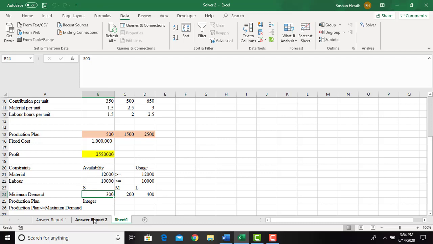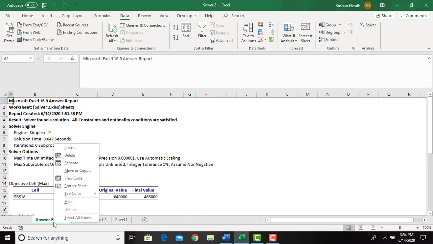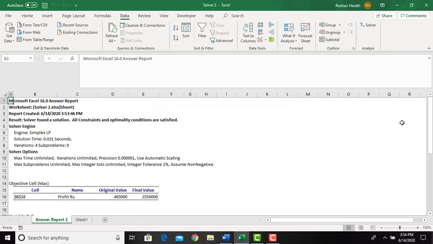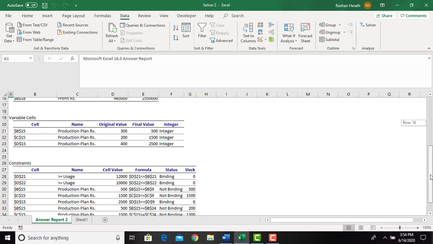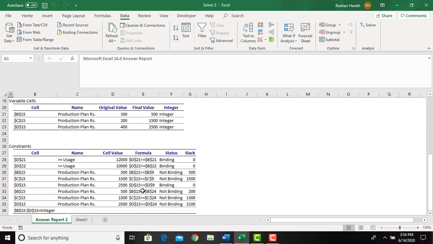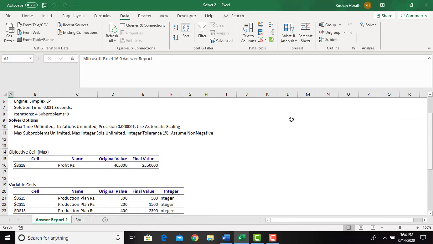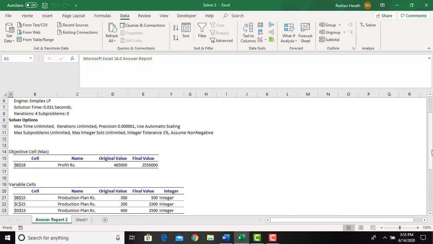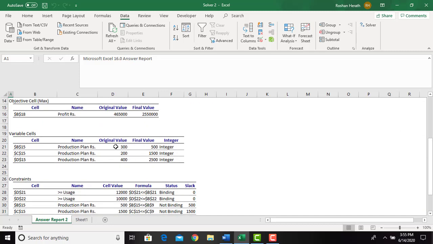Right, now we have got that. So now we can eliminate this report one, it is not needed. So we may keep the report two. Yes, you can see that. So this is it. So you can see your objective. So the final value is 2,550,000. And when it comes to these variables, the originals are here.